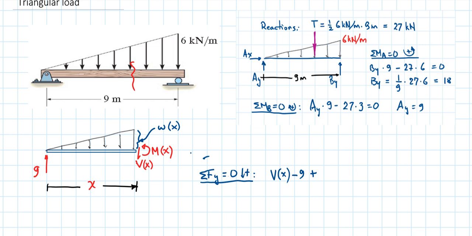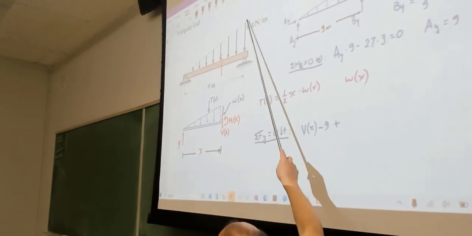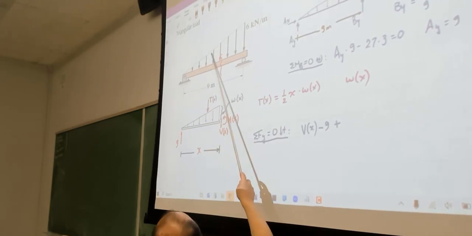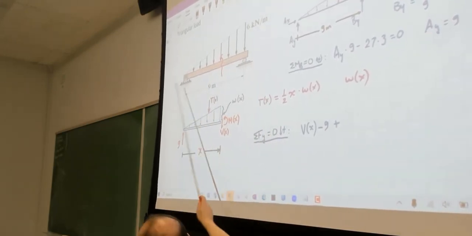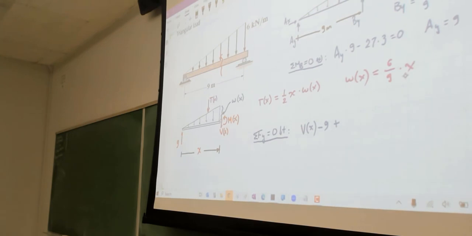1/2 6 times x. Let's do it here on the side. It's going to be a force, let's call it from the triangle. The triangle at x, this T of x, is going to be 1/2 of the base times the height. The height is W of x. And what is W of x? It's a straight line that starts at 0, goes all the way to 6 at 9, so it's just a slope times x. The slope is 6 over 9, right? 6 over 9 times x, right?